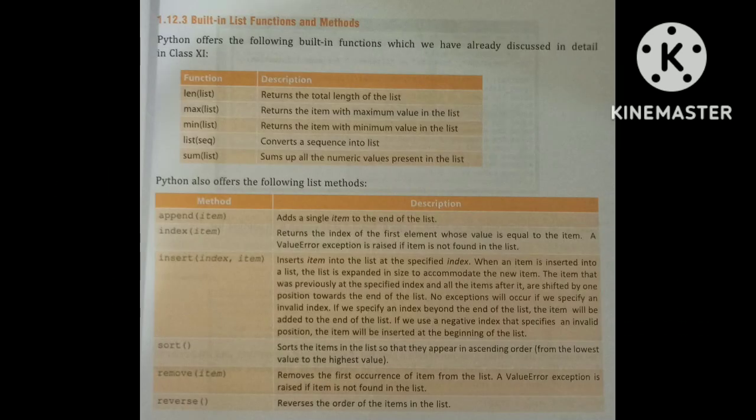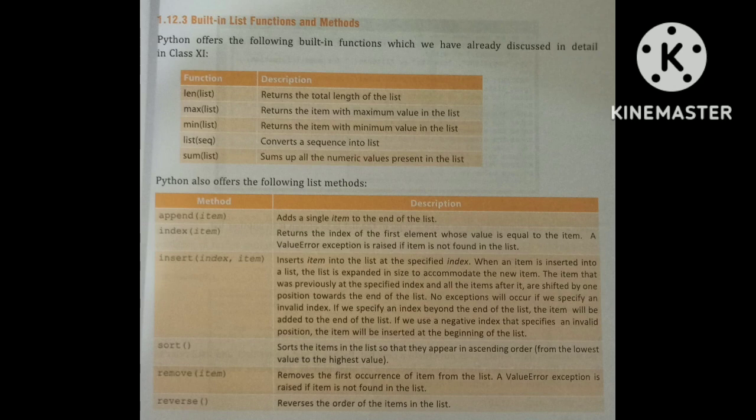Now, built-in list functions and methods. Python offers the following built-in functions which we have already discussed in detail in class 11th. Functions and their description. Len list returns the total length of the list. Max list returns the item with maximum value in the list. Min list returns the item with minimum value in the list. List seq converts a sequence into list. Sum list sums up all the numeric values present in the list.